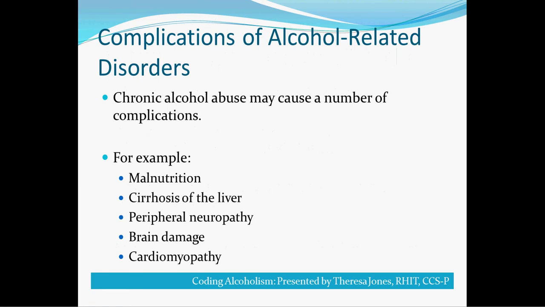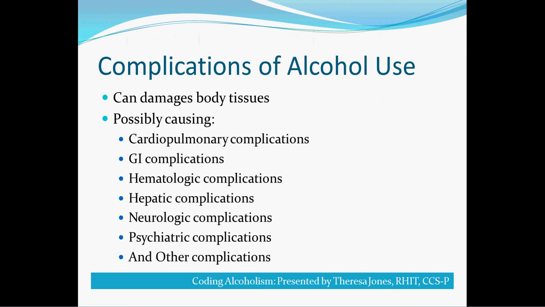Chronic alcohol abuse may cause a number of complications, for example, malnutrition, cirrhosis of the liver, peripheral neuropathy, brain damage, and cardiomyopathy. Alcohol can damage body tissues by its direct irritating effects on the tissue, by changes that take place in the body while metabolizing the alcohol. Also, alcohol can aggravate existing diseases.